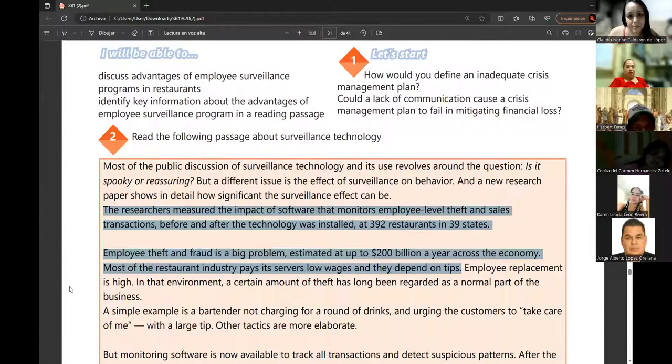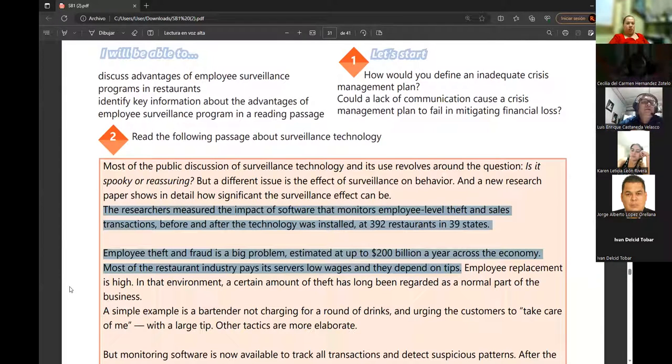The researchers measure the impact of software that monitors employee level debt and sales transactions before and after the technology was installed. It covers 392 restaurants in 39 states. Employee theft and fraud is a big problem, estimated at up to $200 billion a year across the economy.